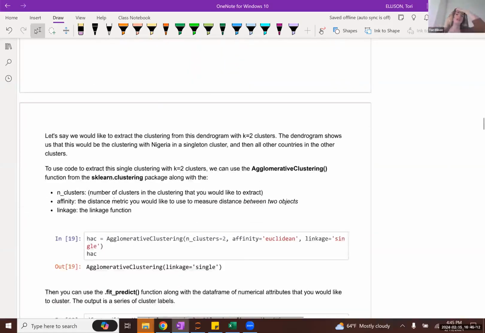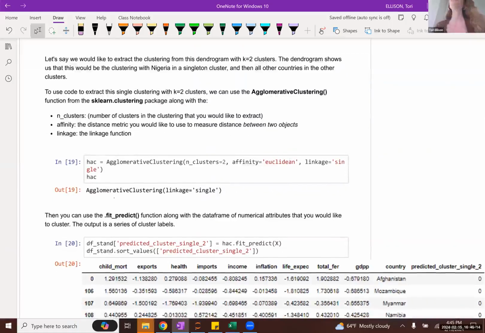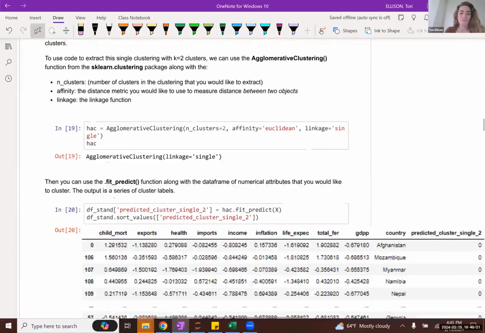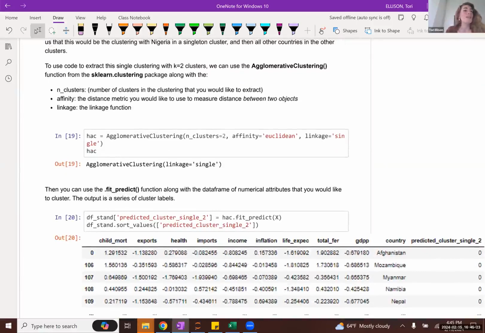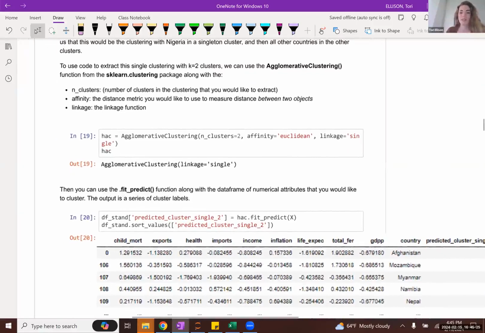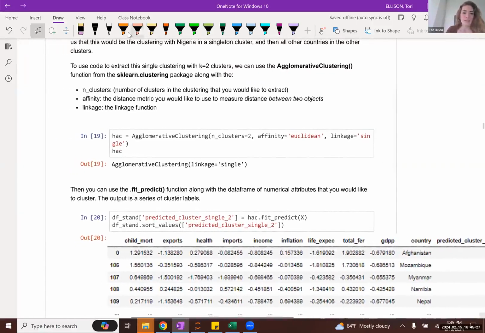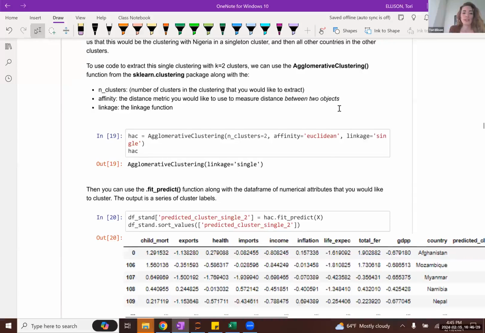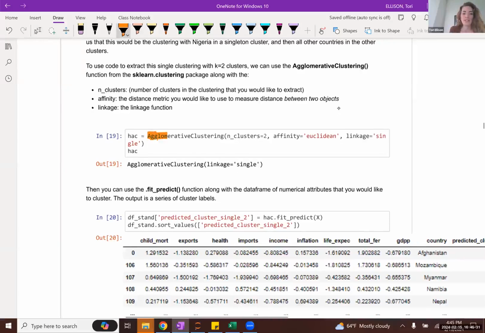So let's actually check whether these 2 points that we've picked off so far are in fact outliers or not. We use the dendrogram function to construct the dendrogram. But if you'd ever like to extract just a single partition-based clustering from the dendrogram, you actually need to use a different function. So we need to use this agglomerative clustering function.